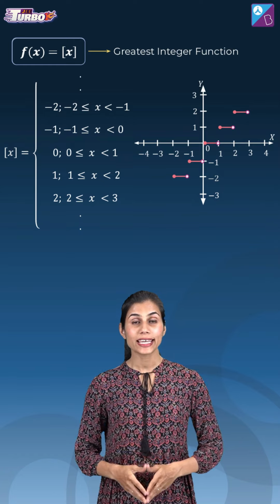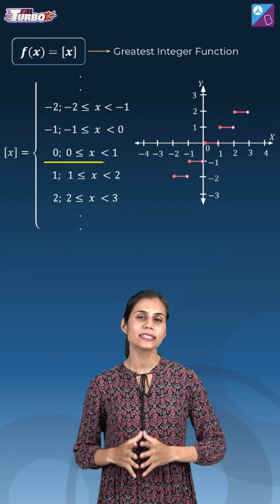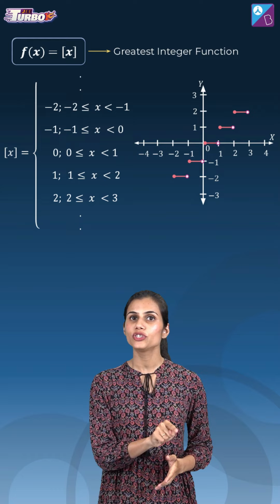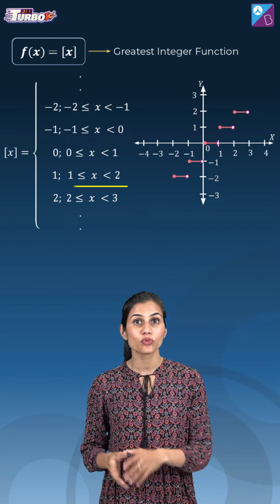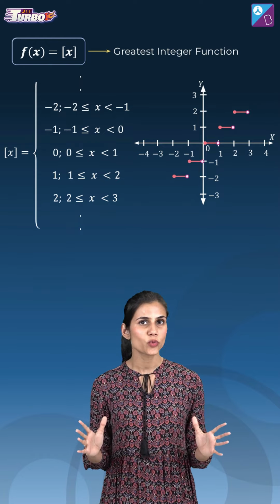On generalizing, we get that if x is 0 or anywhere sitting strictly between 0 and 1, its GIF will be 0. If x is 1 or anywhere sitting strictly between 1 and 2, its GIF will be 1, and so on and so forth.